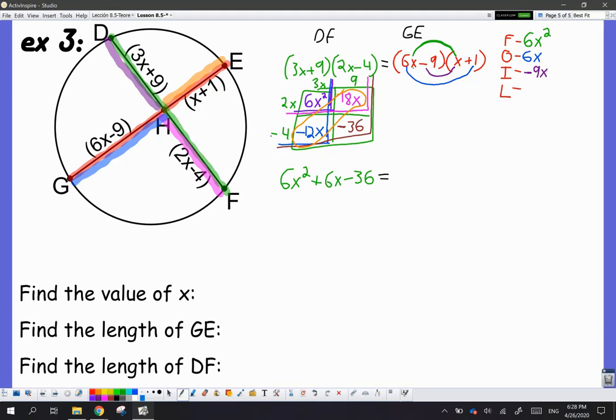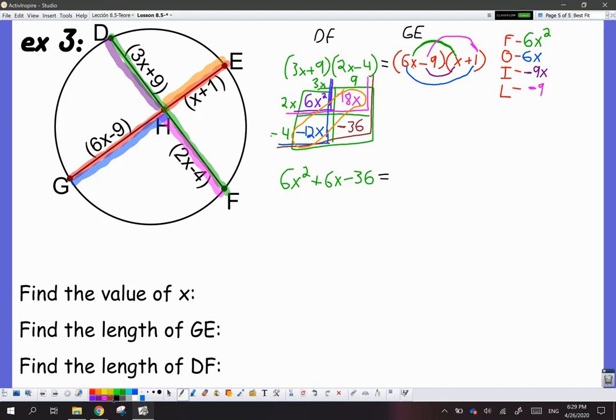And finally, L is last. And I'll use pink for that. So the last terms of each binomial, negative 9 and positive 1. So I'm going to multiply those two last. So negative 9 times 1, we know that's going to be negative 9.